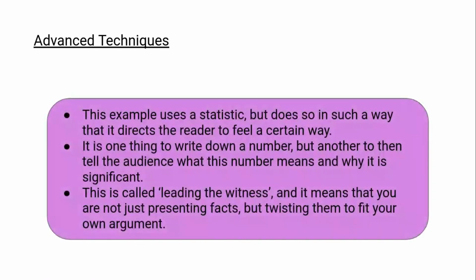What's happening here is that a statistic is being used, but in such a way that it directs the reader to feel exactly how the writer wants them to. It's giving a fact, but twisting it to the point where you are not being given, as the reader, a choice to disagree. It's one thing to write down a number, but another to then tell the audience what this number means and why it's significant.